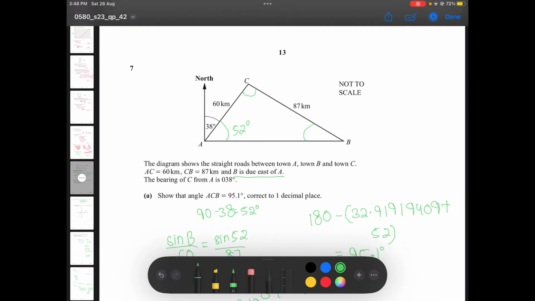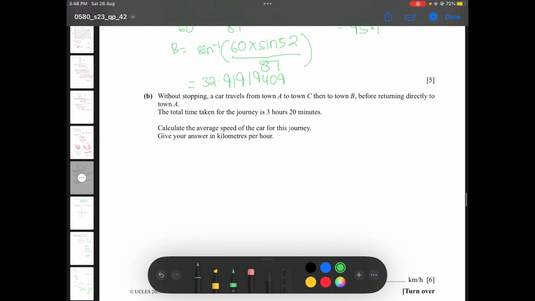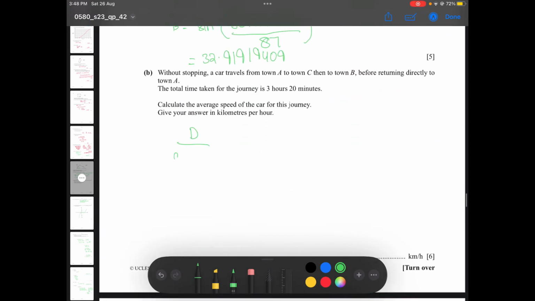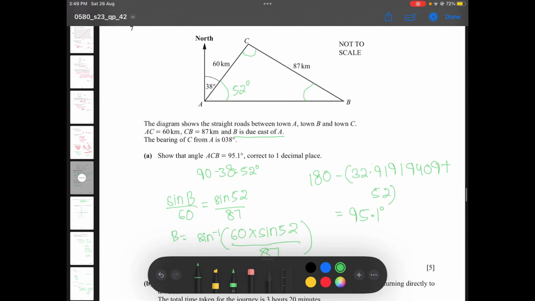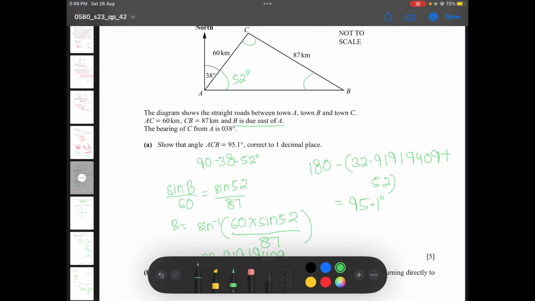So A to C is 60 kilometers, C to B is 87, but B to A we don't know. So to calculate this distance, again we can use the sine rule. So the distance is, let's say, d over sine of 95.0808591 is equal to 87 over sine 52, as I'm using the other side.